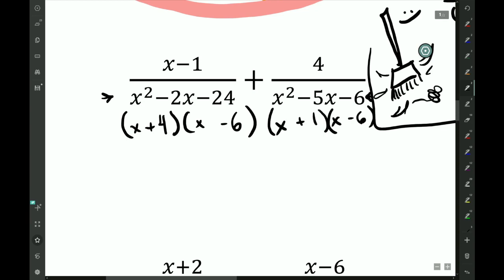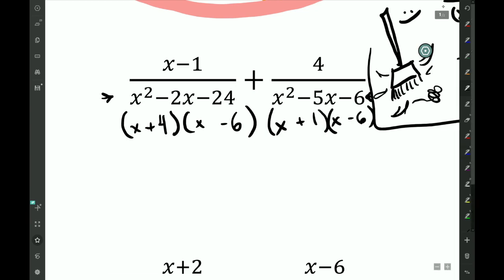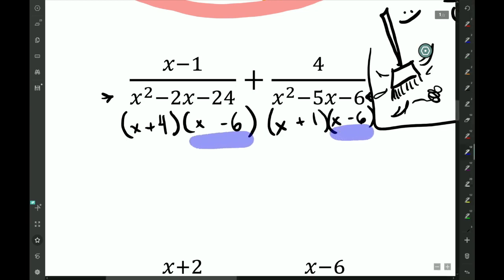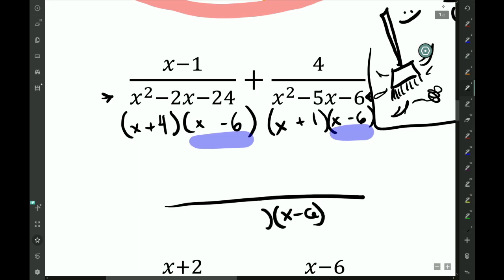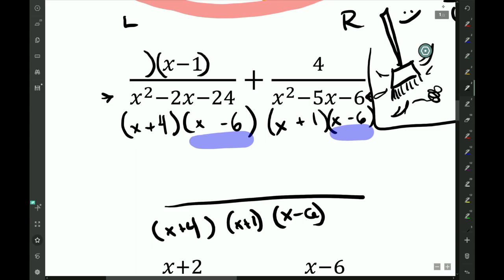okay, and now we play the matching game. So they both have an x plus 6, all right, that's going to be part of my LCM. Okay, so x minus 6 is down there. They also need an x plus 1 and an x plus 4. Well, what does the left fraction need versus what does the right fraction need? Left needs an x plus 1. Right needs x plus 4.